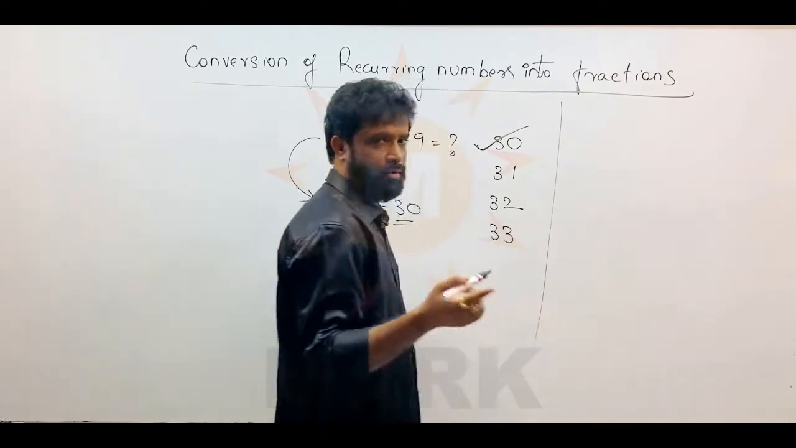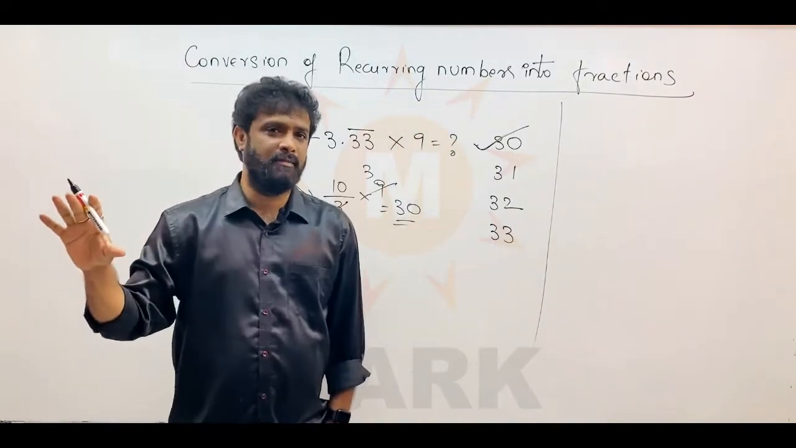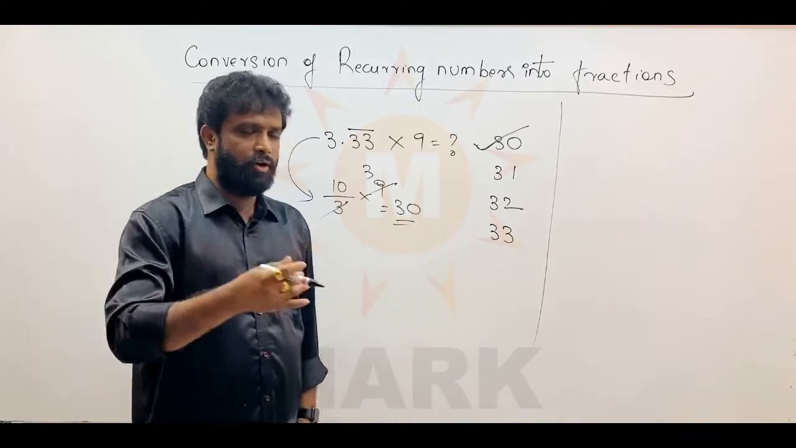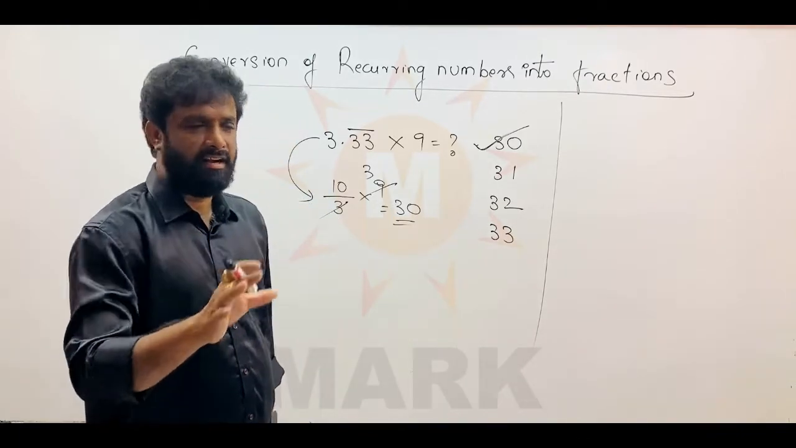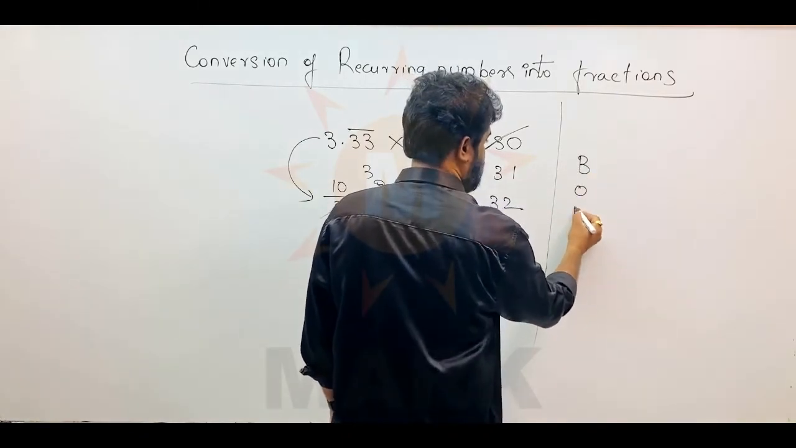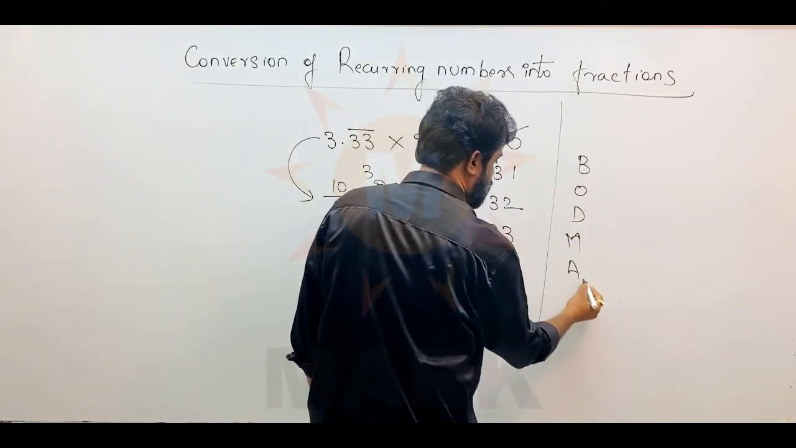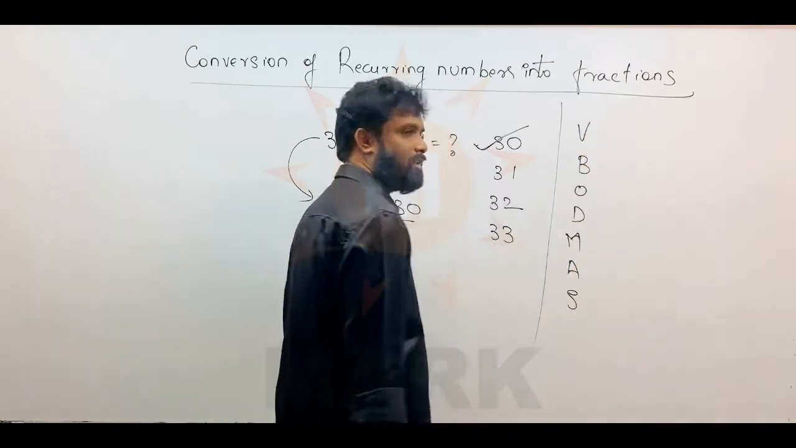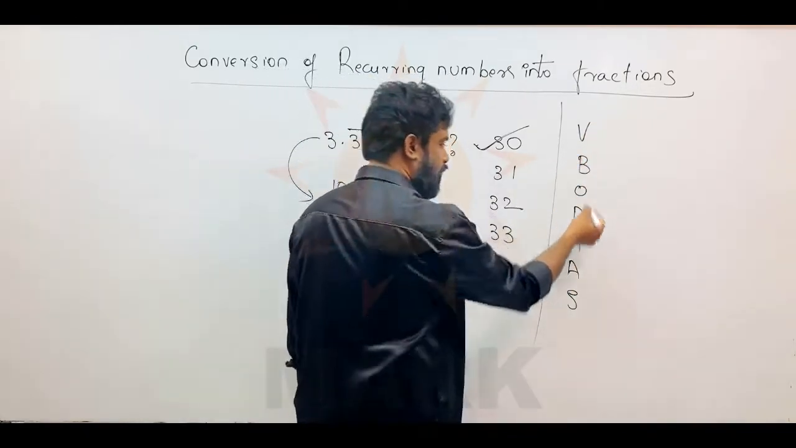the BODMAS rule. When many mathematical operations come at once in an expression, we don't go in a random way. We have a procedure. What is that? BODMAS rule. This is the basic rule. The full extended rule is VBODMAS. You know about BODMAS, and what does this V stand for?